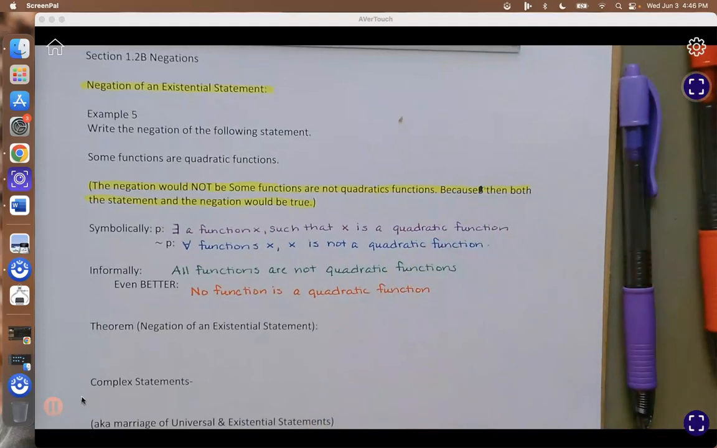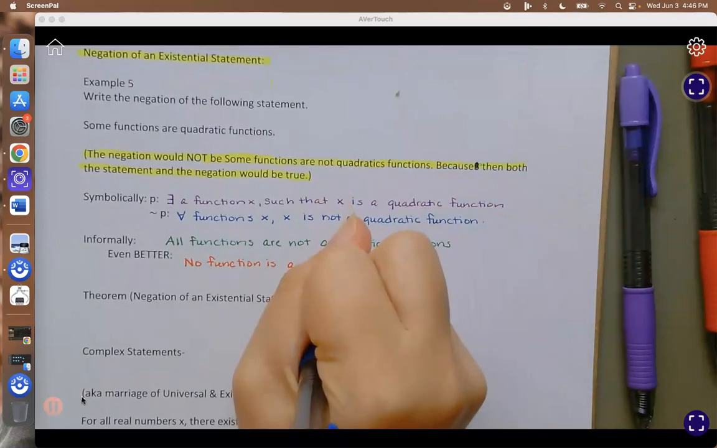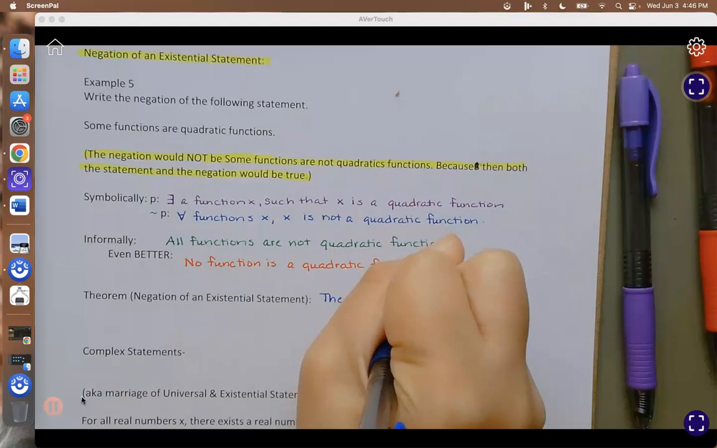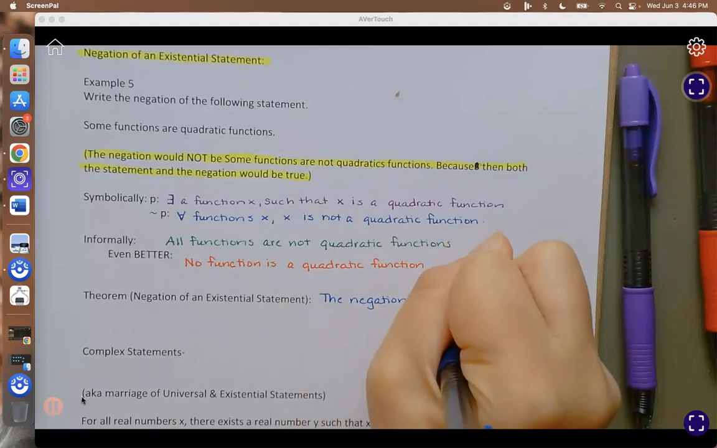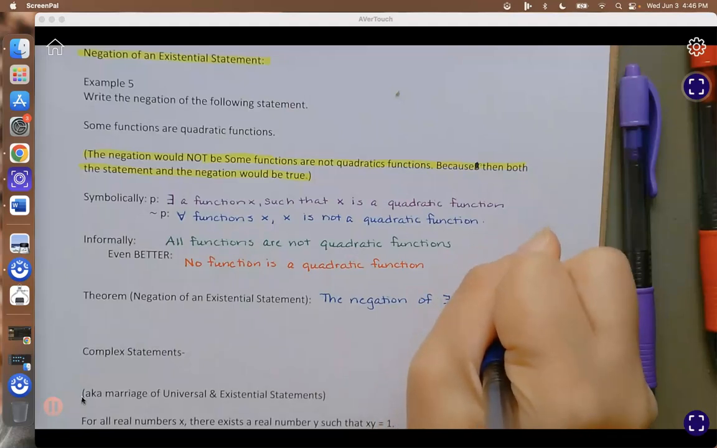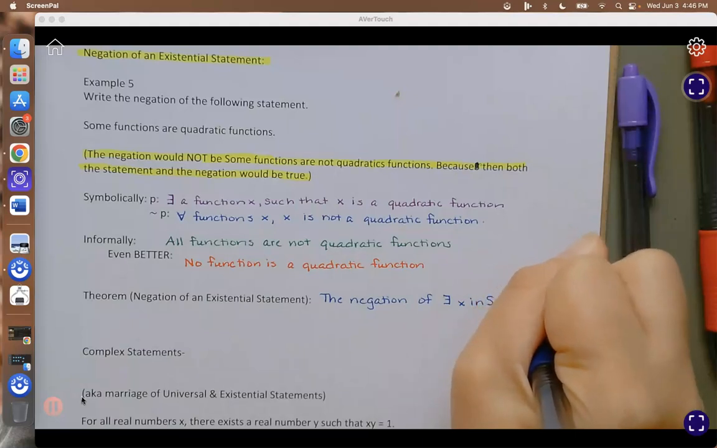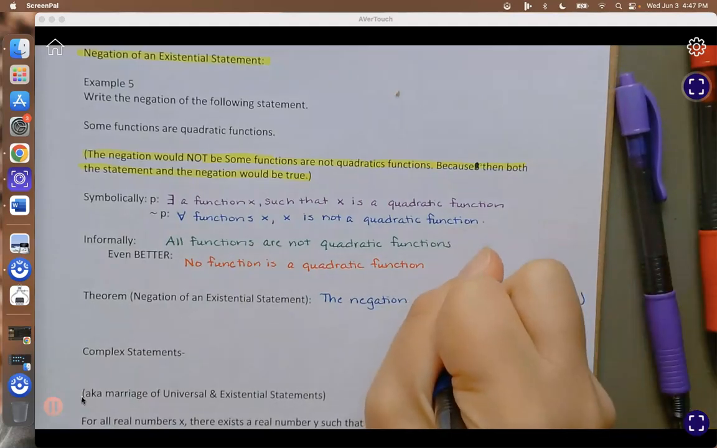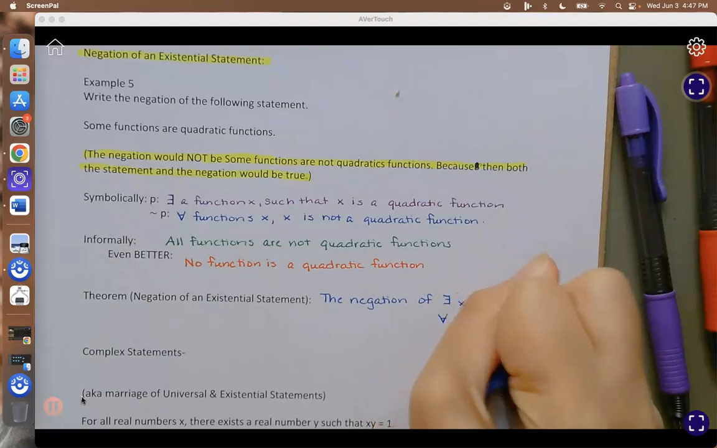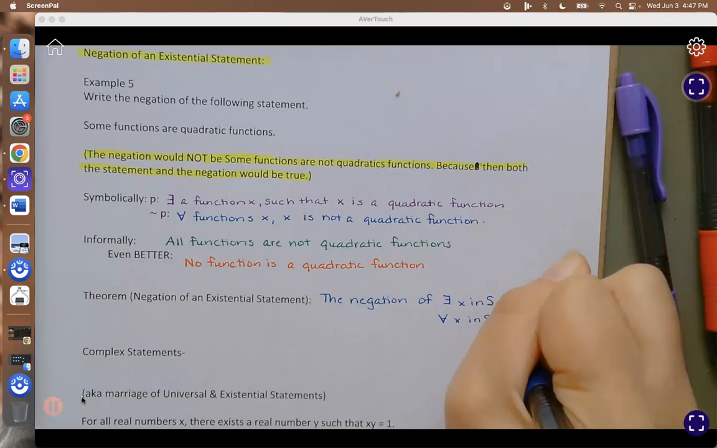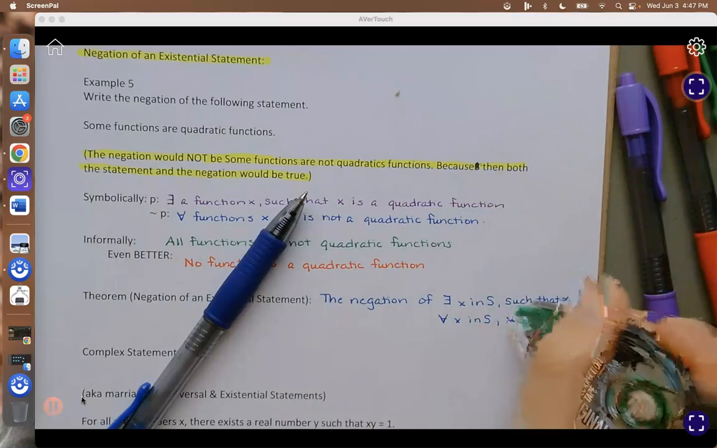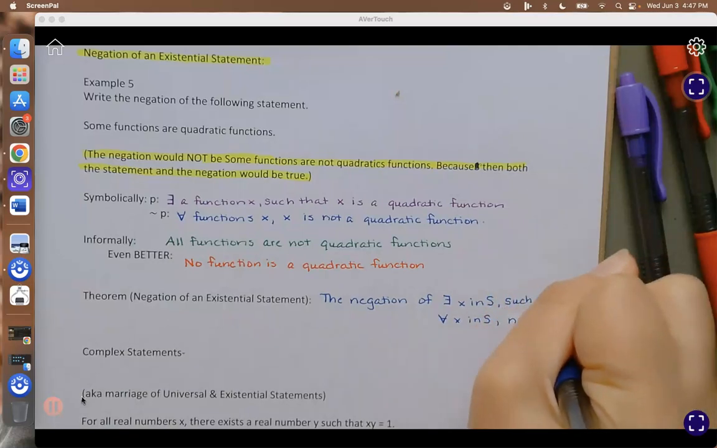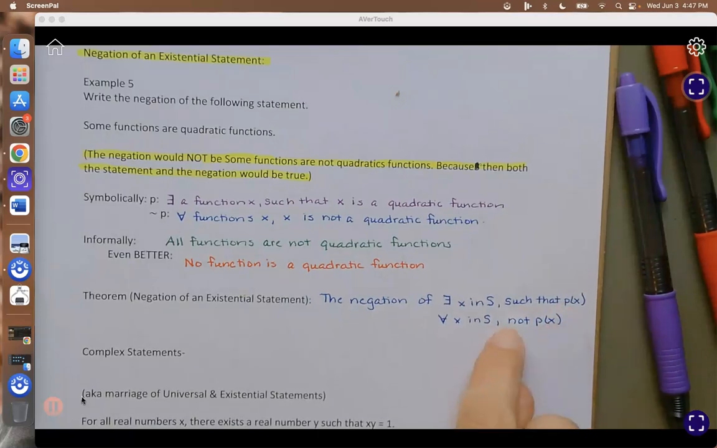Okay, so the theorem, which is the negation of an existential, says the negation of there exists x in S such that P of x would become, for all x in S, not P of x. Okay, so it would be P of x and then not P of x.